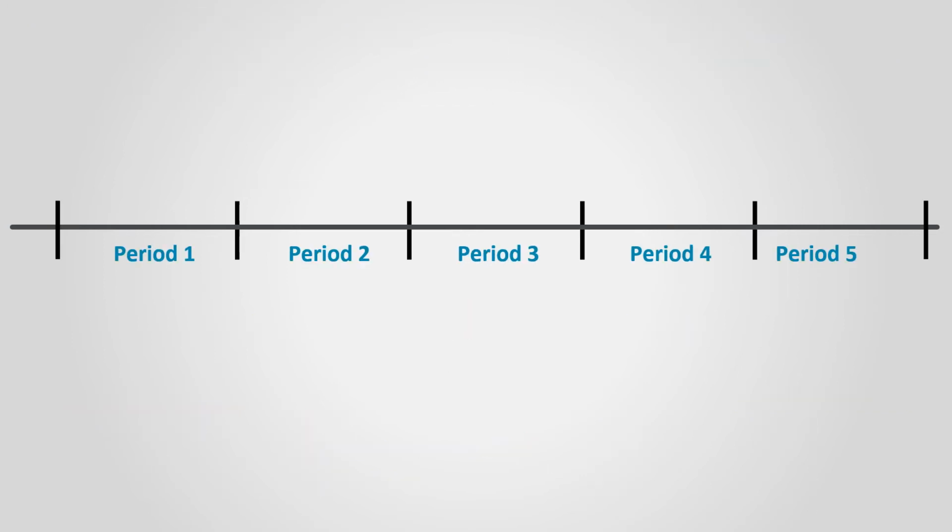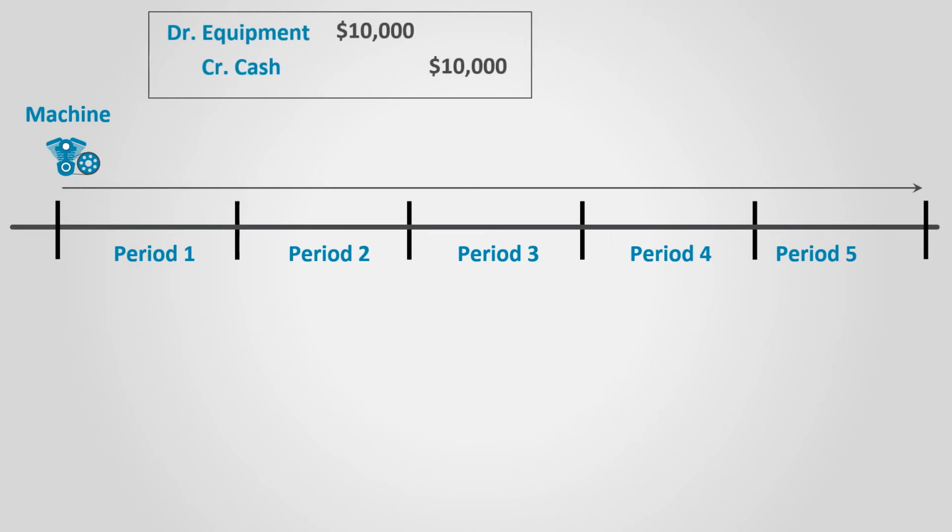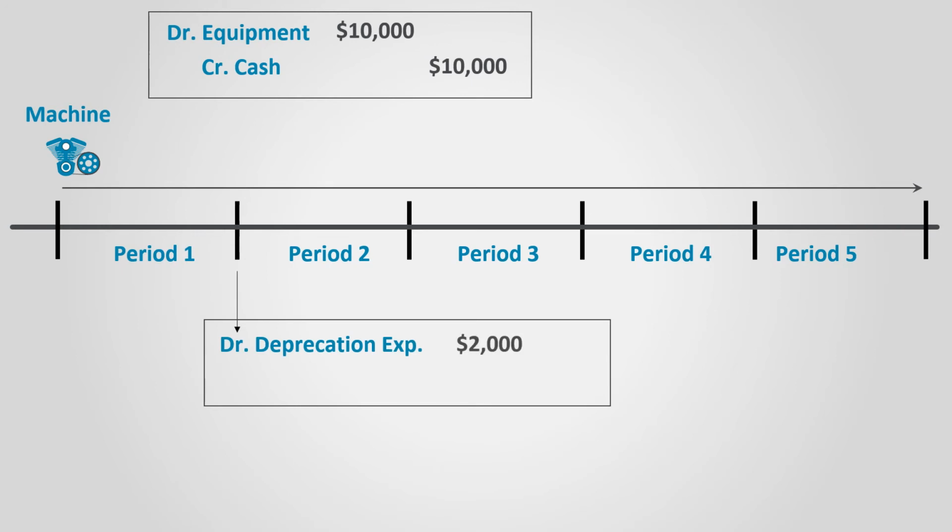Depreciation is regarded also as an adjusting entry, as it adjusts the expense of the period. If the business bought a machine for $10,000 with a useful life of 5 years and a zero salvage value, its depreciation by the straight line method would be $2,000 per year. At the end of the first year, an adjusting entry is recorded by debiting the depreciation expense for the machine for $2,000 and crediting the accumulated depreciation for the same amount.